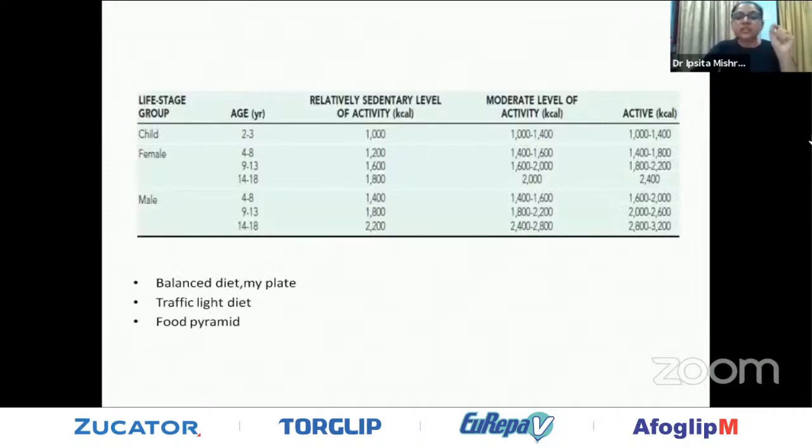This is a common question parents ask: what does our child need to eat? Do not give them the diet which is routinely given for adult obese patients. This is the chart which shows us how to calculate the calories for children up to 3 years, and for males and females at different ages with different levels of activity. Calculate it and divide it depending upon the protein, fat, and carb requirement. Follow the principle of a balanced diet, a traffic light diet, or the food pyramid.